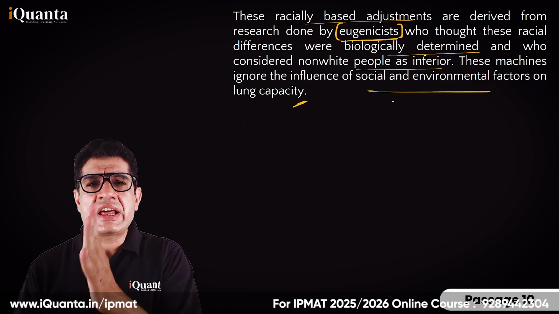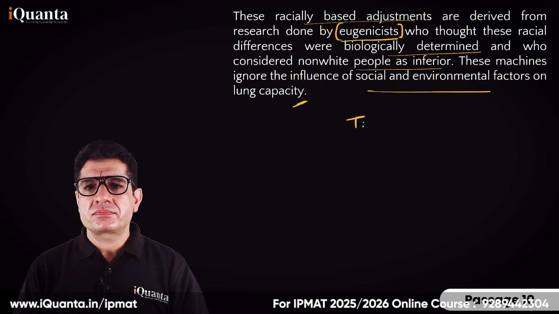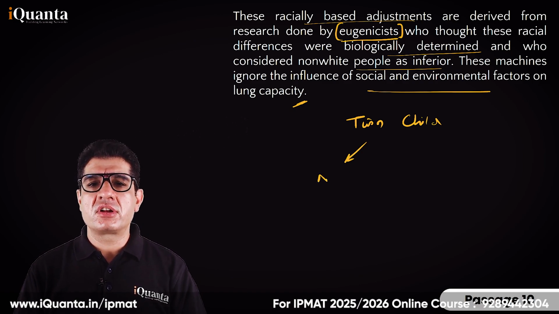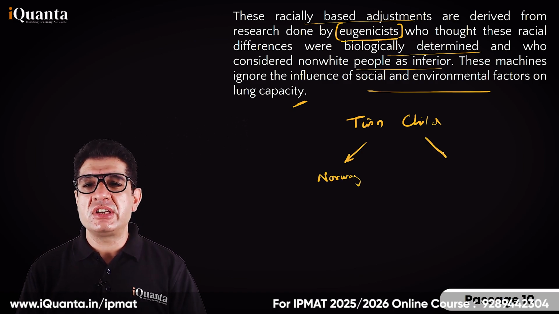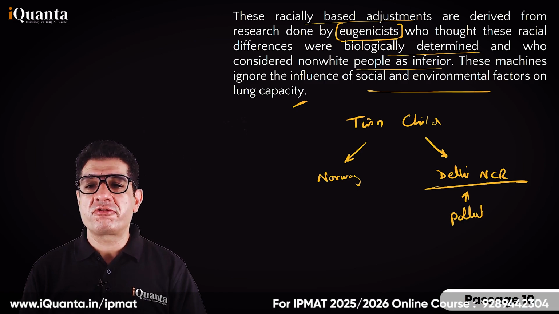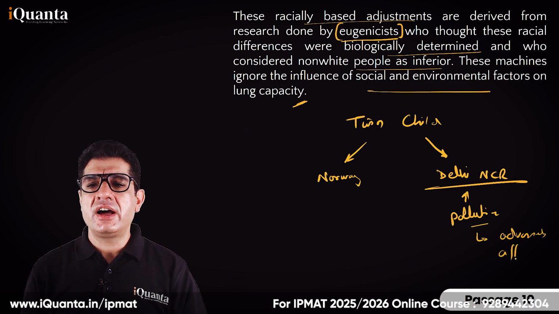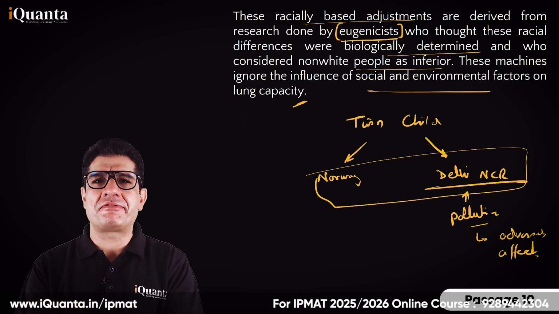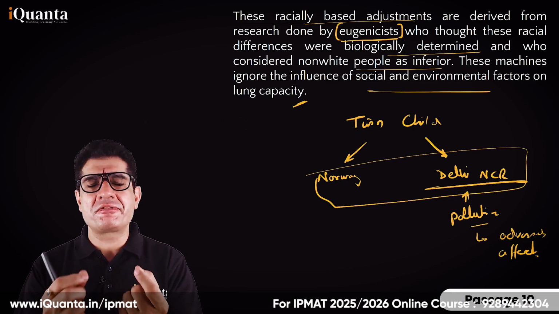I am one half of a twin. So there were two twin children who were born. One of those twin children was shifted to Norway post birth. The other one was living here in Delhi NCR like me. Now the problem in Delhi NCR is that we have tons of pollution, and that pollution over a long period of time can adversely affect our lungs. So both of these guys will have different lung capacities, but the difference is because of the environmental factor. It is not because of the fact that the genes are limited.